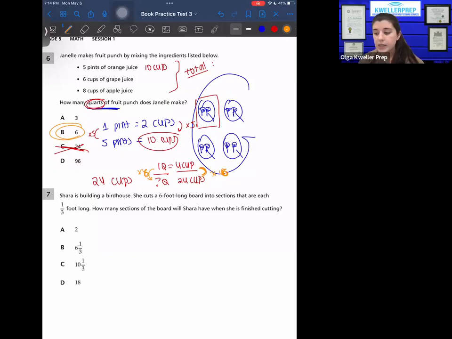Big takeaways is this nice picture that helps us remember all the conversions, and then just playing around with these conversions and how we go back and forth.